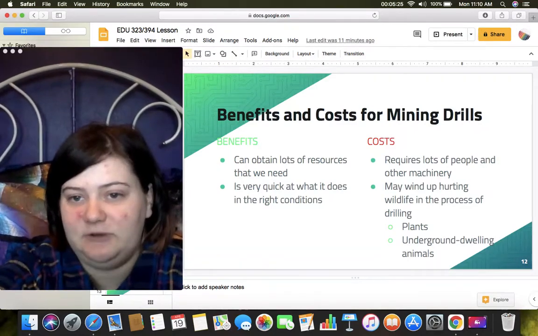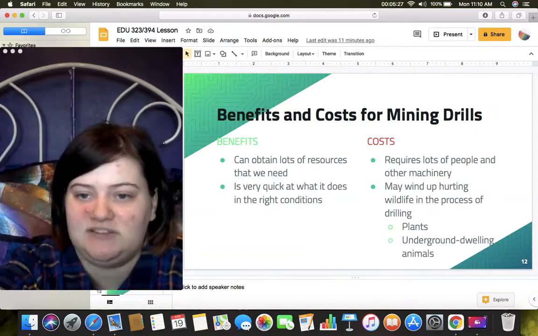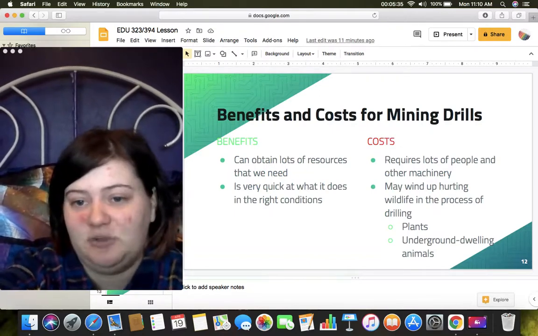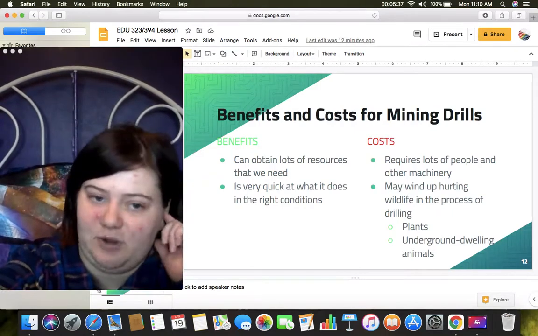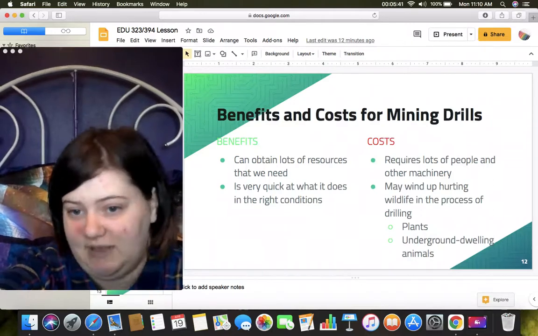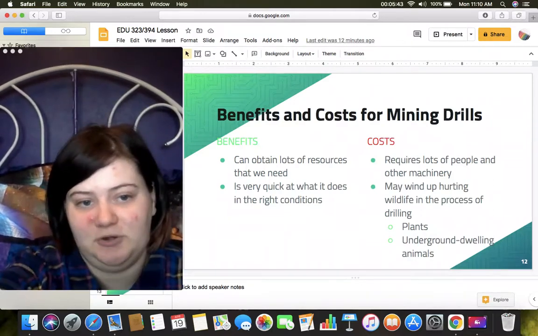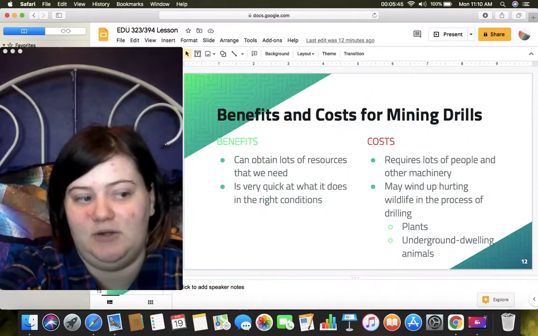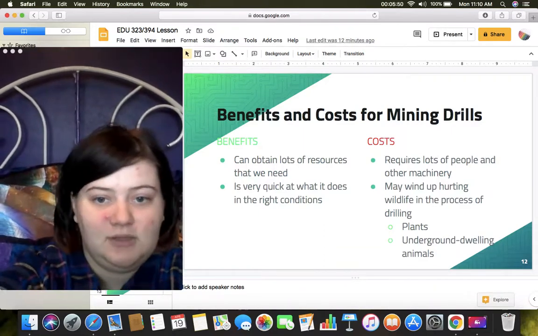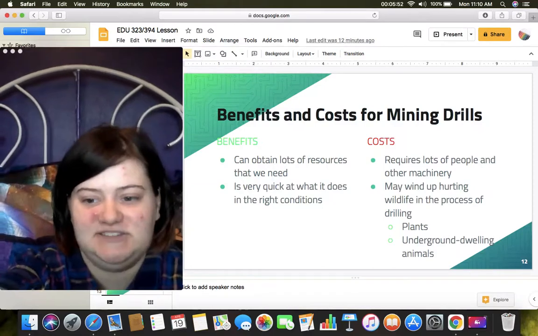Some costs for the mining drills, however, is that it requires a lot of people and other machinery to use. Without those machineries, the mining drill is pretty much useless. It also may wind up hurting wildlife in the process of drilling. Some plants may be growing up from the ground and the roots might be taken out, or you might even have some underground dwelling animals that could be hurt or possibly killed in the process of using the mining drill. So, benefits and costs of that.